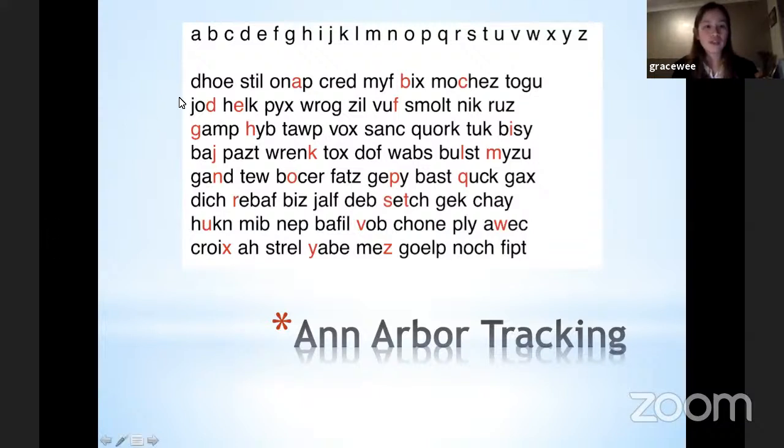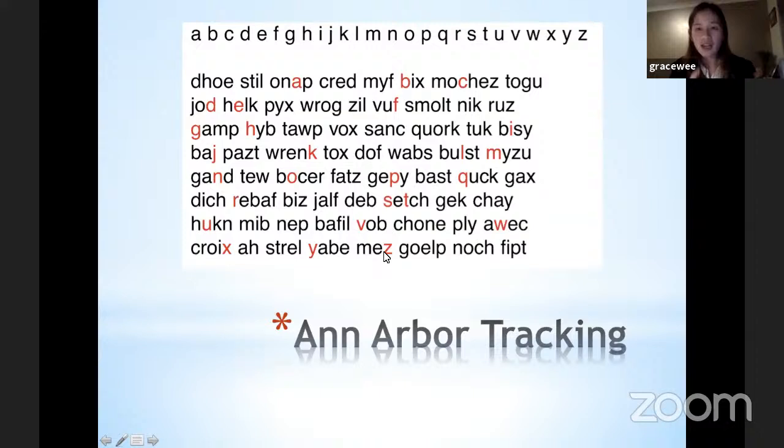Oh, where's my cursor now? There it is. Okay, so what the child has to do is draw underneath the nonsense words, and when they find the A, they circle the A. They're not allowed to take the pencil off the page. When they find the B, they've got to circle the B. When they find the C, they've got to circle the C. So they've got to find every letter, and as you can see in red, every letter is there, up to Z.